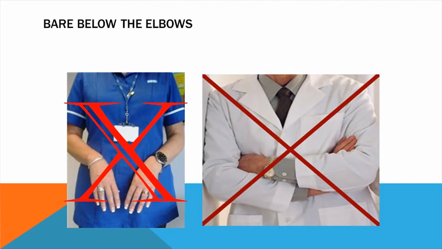The next slide is all about how to keep your hands clean. It's called bare below the elbows, and it's part of the uniform policy. Everybody that works in the Trust has to abide by that when they're in a clinical setting. In that clinical setting, you have to be bare below the elbows.